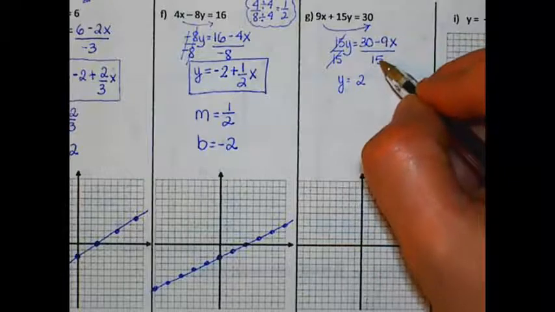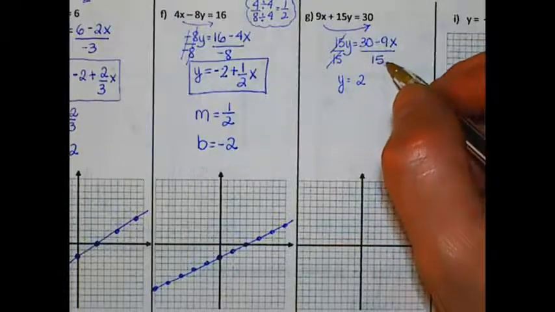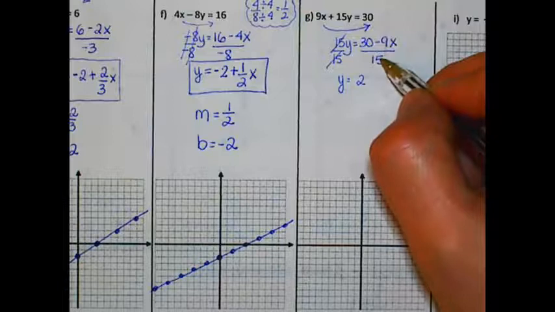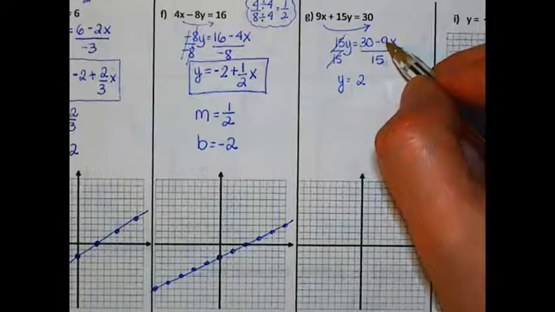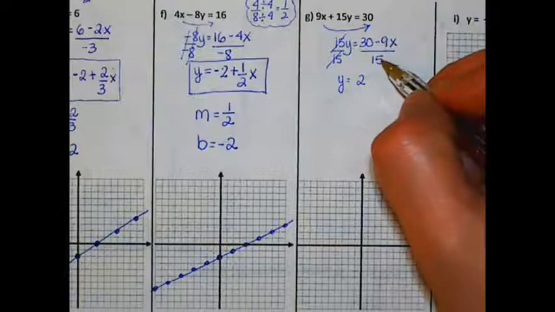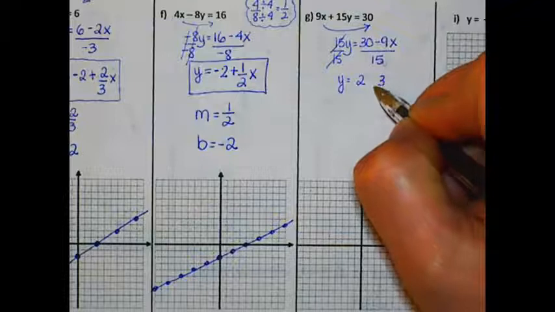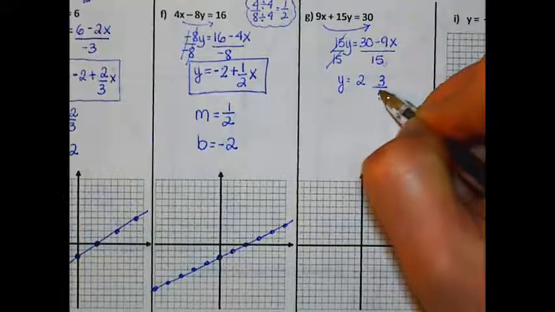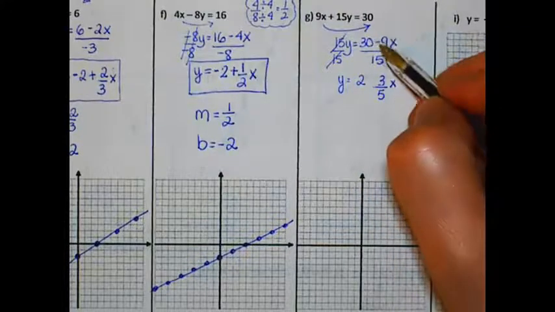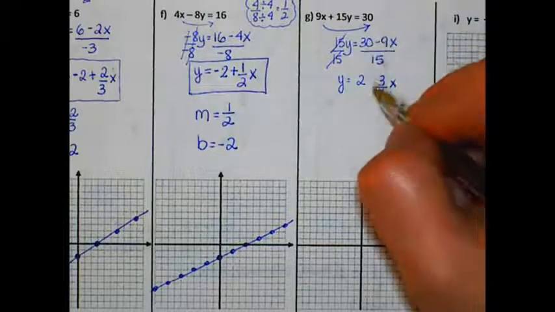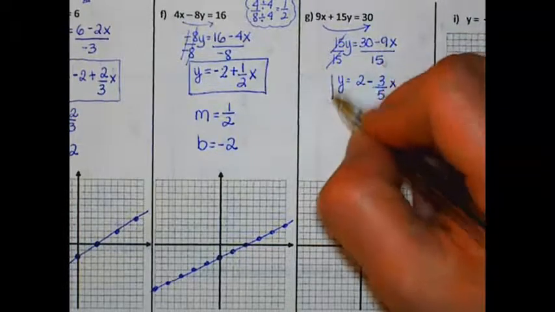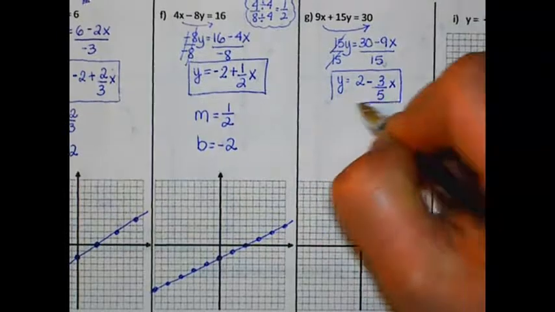Can I divide 9 by 15? The answer is no. Can I reduce this fraction? Is there a number that divides 9 and 15? Yes, there is. That number is 3. So 9 divided by 3 will give me a 3, and 15 divided by 3 will give me a 5. Also, don't forget your sign. Negative divided by a positive is a negative. So that's my equation with the y alone.